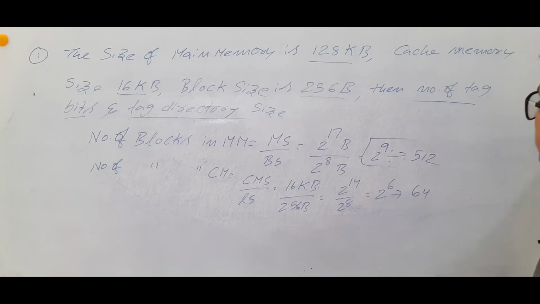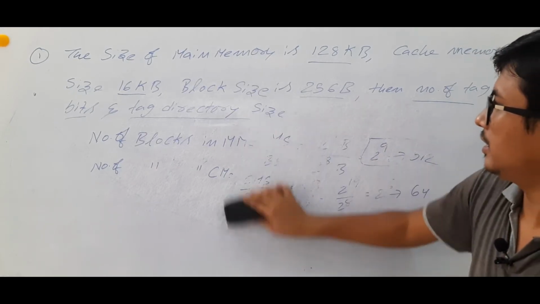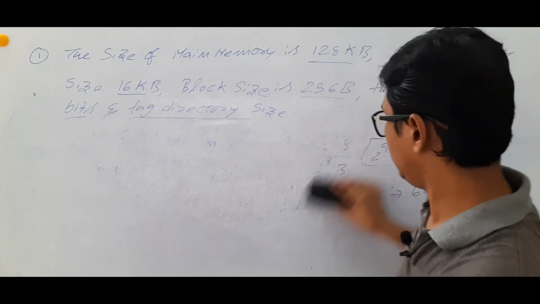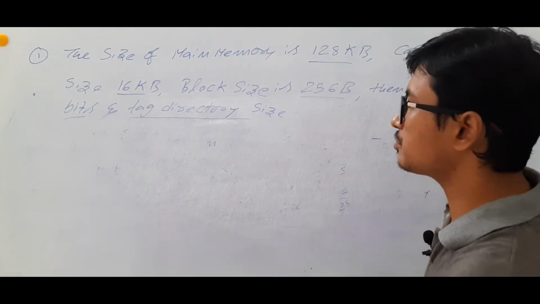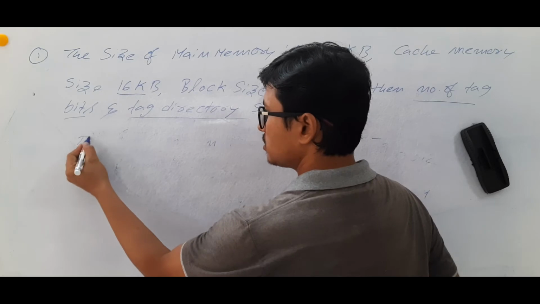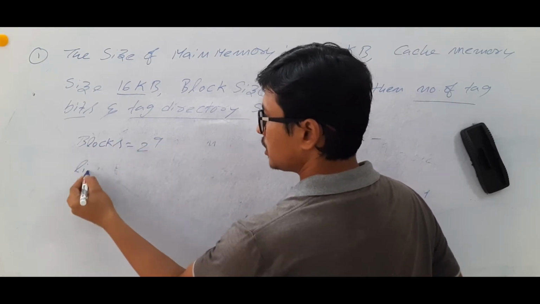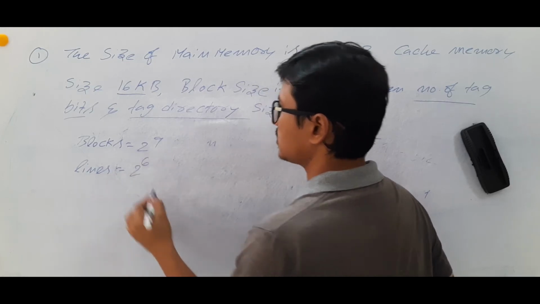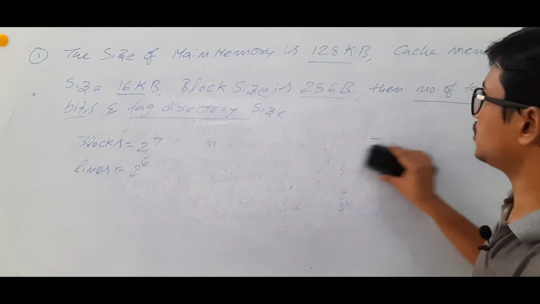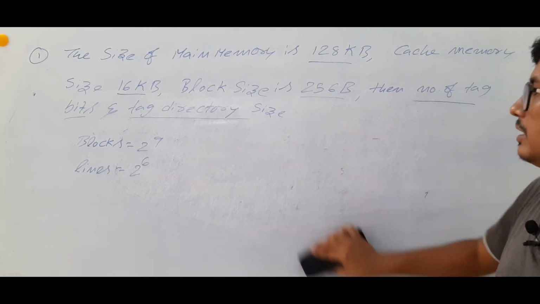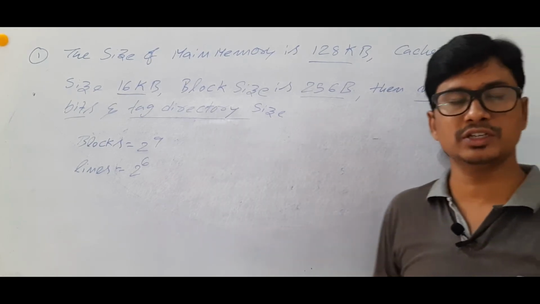So let me write it simply: number of blocks is equal to 2 power 9. This information will be useful for us. Blocks is equal to 2 power 9. Lines is equal to 2 power 6. Now they are asking us to find the tag bits. This question is related to direct mapping.